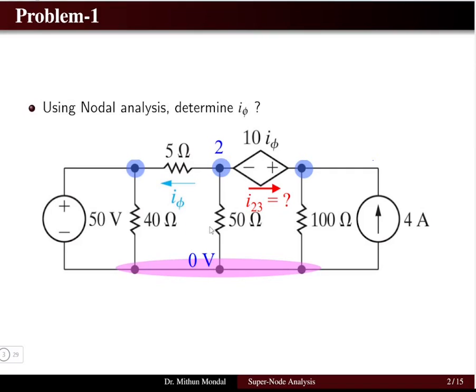So the first problem: you have to apply the nodal analysis concept to determine the value of I phi. Observing the circuit, we find that I phi is the current which is flowing from the second node to the first node through the resistor 5 ohms.